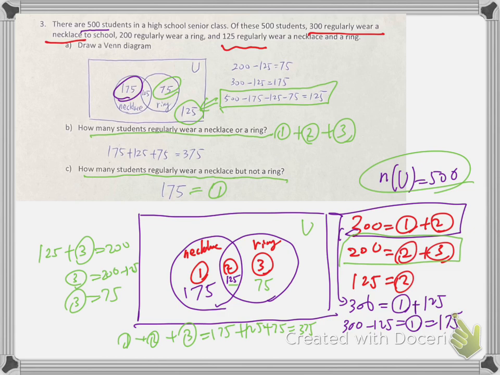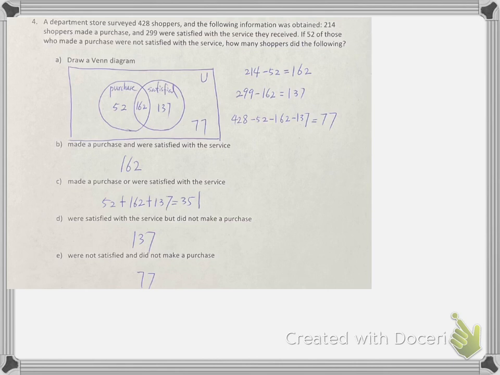Let's look at the next one. The next one is similar. I'm going to just use the Venn diagram here, right? We have 3 parts. Now let's read. The total is 428. So the cardinality of U is 428, right? That's the whole rectangle. And then 214 purchase. So that's the total of 1 and 2.